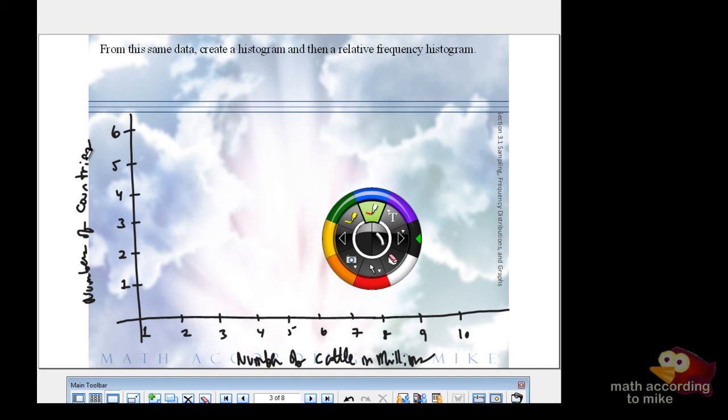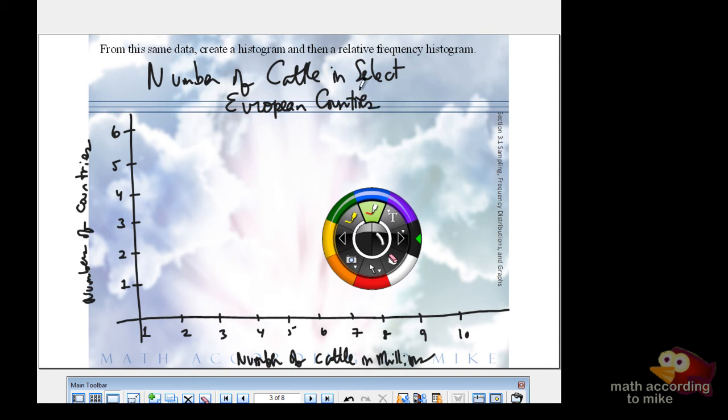Number of countries. So that's going to say the number of countries within each class. And if we had to title this thing, you can say, number of cattle in select European countries. If you want to be even fancier, you would put the year.